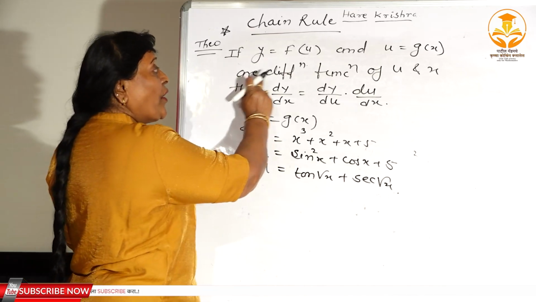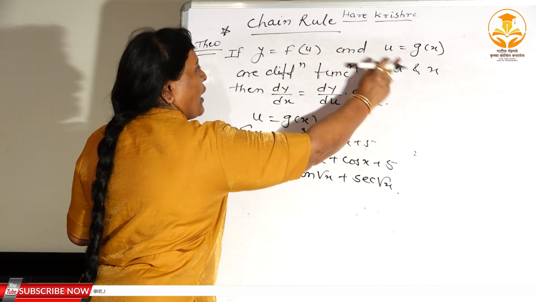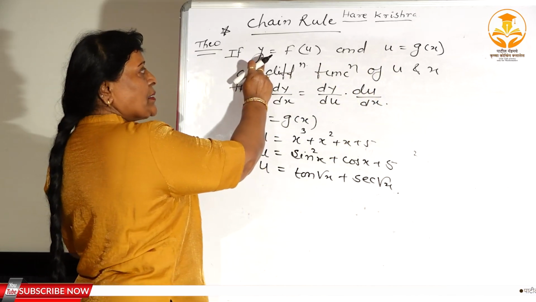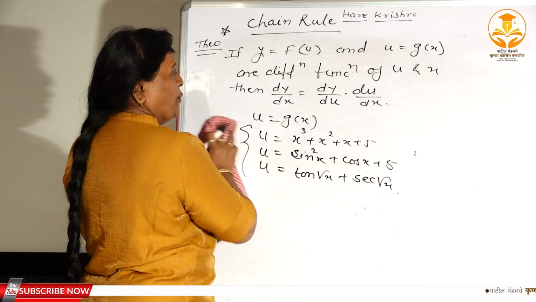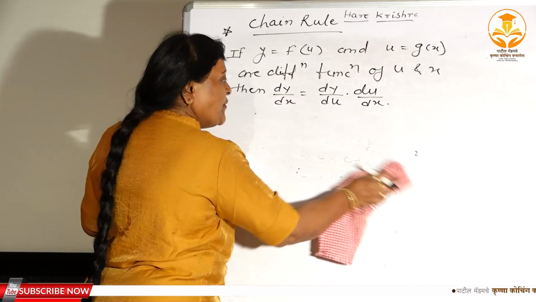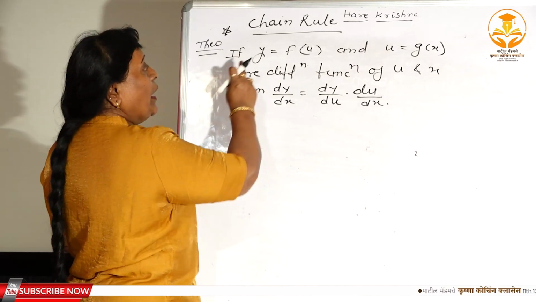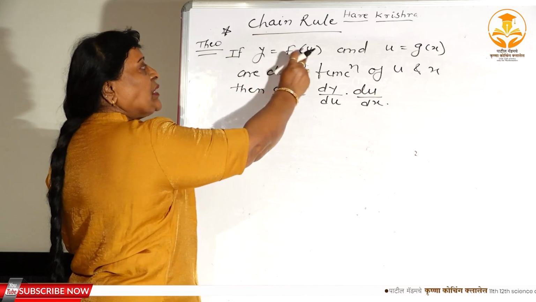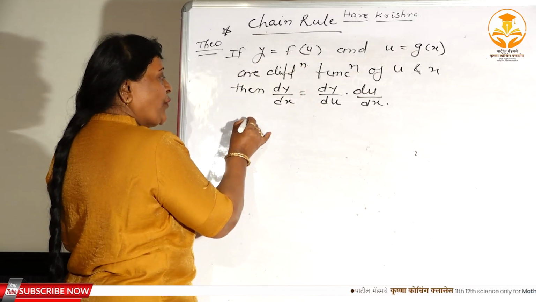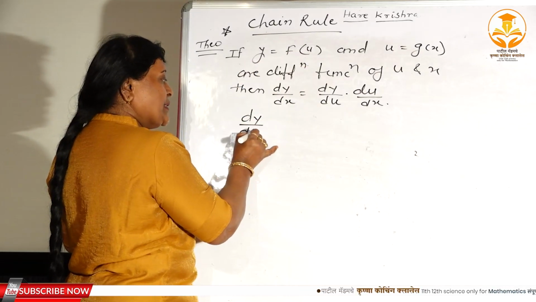Again, they have given that y is a differentiable function of u and u is a function of x. This means y is the differentiable function of u. Now what is the meaning of this? Y is the differentiable function of u means what here? The derivative of y with respect to u exists. Means dy by du exists.